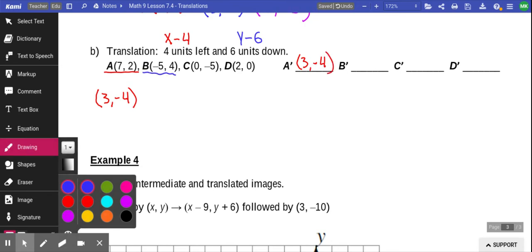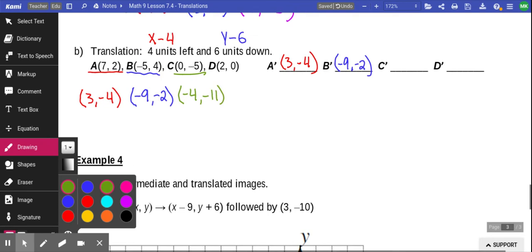My next point, I'm at -5, 4. -5 minus 4 is -9. 4 minus 6 is -2. That point has now moved to -9, -2. If I look at my third point, 0 minus 4 is -4. -5 minus 6 is -11. That point has now moved to -4, -11.